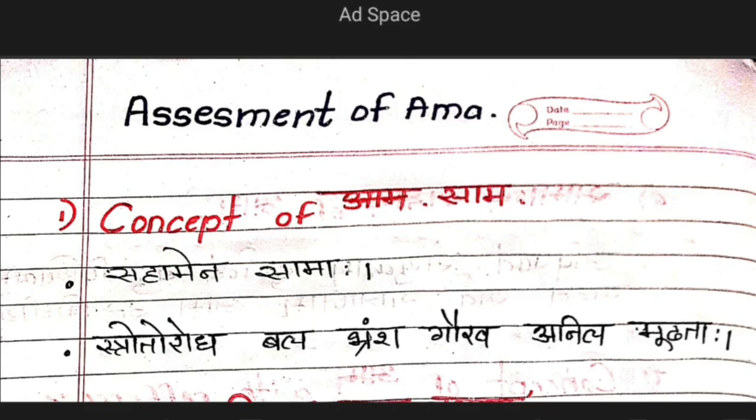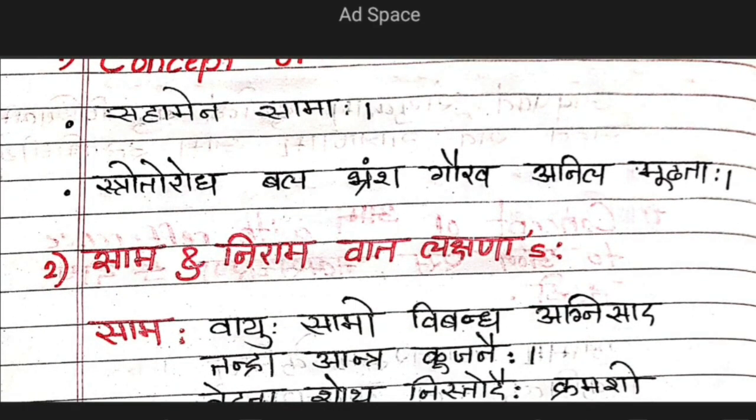Starting with the first concept of Sama. Saha Amena Sama. That which is associated with Ama is called Sama. Strotorodha, Balabhramsha, Gaurava, Anila Mudhata. Strotorodha means blockage or clogging of channels. Balabhramsha, loss of strength. Gaurava, feeling of heaviness. Anila Mudhata, improper function of Vata dosha. These are the clinical features observed in Sama, and in Nirama dosha the opposite of all these clinical features is observed.